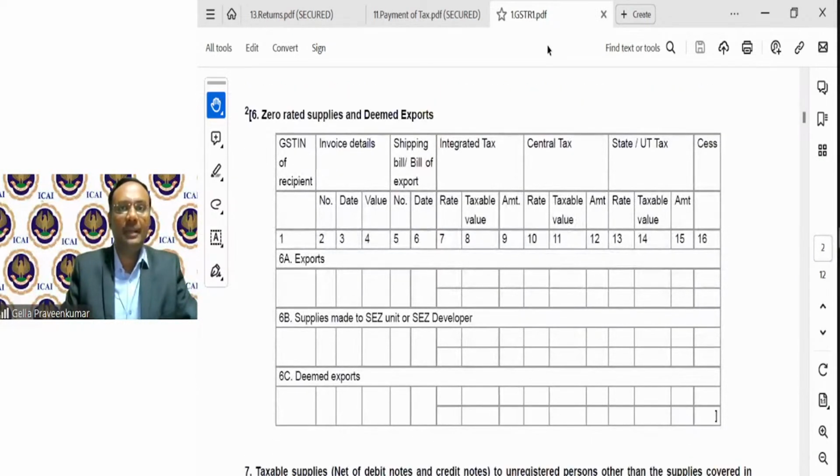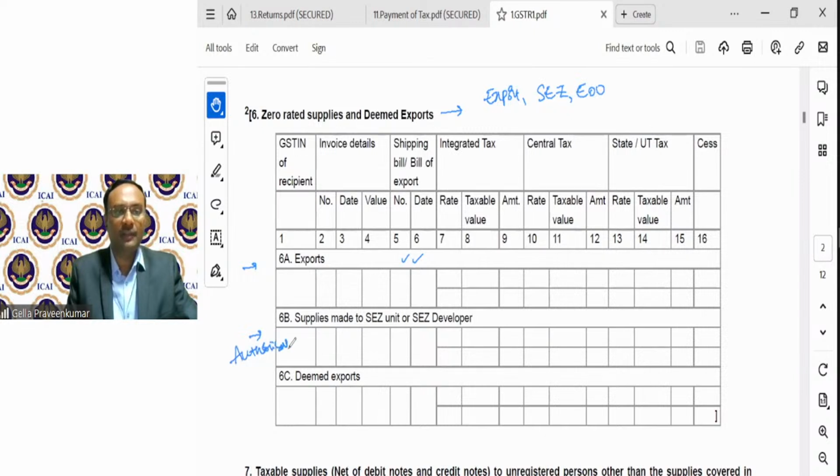Then, table number 6, which is a little important: zero rated supply and deemed exports. This includes your exports, your SEZ, and your EOU transactions. So for exports, I'll give my shipping bill and the port code details. For SEZ, nothing is required, just authorization from the officer. From the SEZ officer, authorization is required.